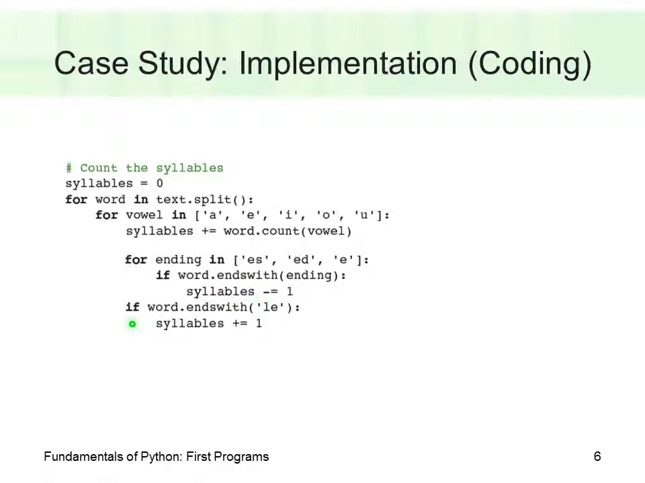And then finally, regardless of the ending, if the word ends with LE, we're going to consider that to be an extra syllable. The notion being something like whistle. So that would be an extra syllable, whether or not it makes an extra syllable. All right. Sometimes this is going to be right, other times it's not going to be right, but that's the algorithm nonetheless.